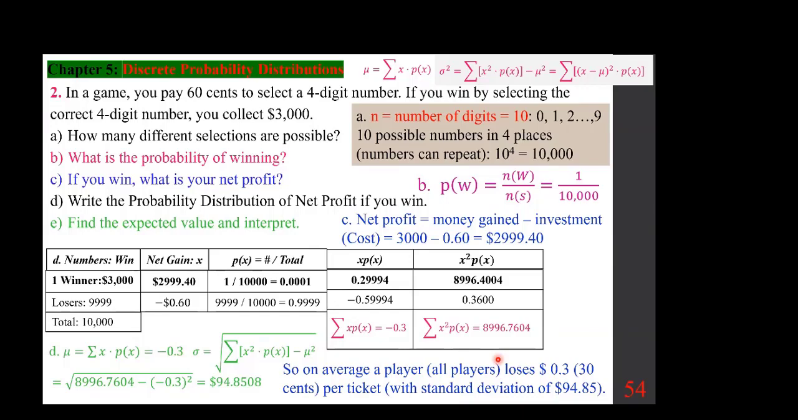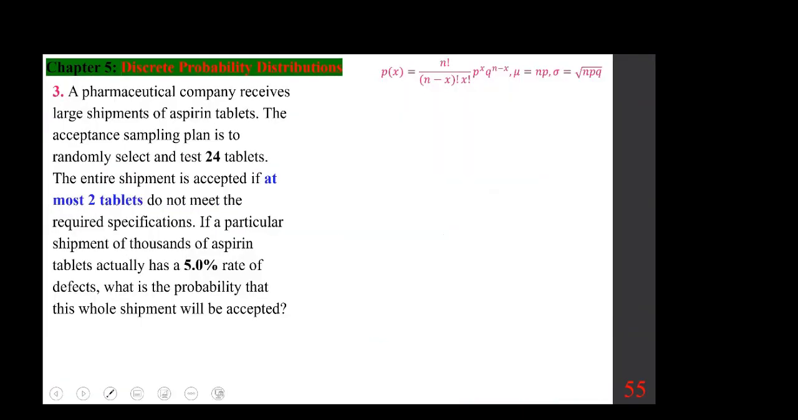94.85. A pharmaceutical company receives large shipments of aspirin tablets. The acceptance sampling plan is to randomly select and test 24 tablets. The entire shipment is accepted if at most 2 tablets do not meet the required specifications. If a particular shipment of thousands of aspirin tablets actually has a 5% rate of defects, what is the probability that this whole shipment will be accepted?